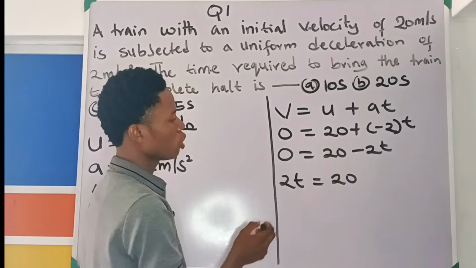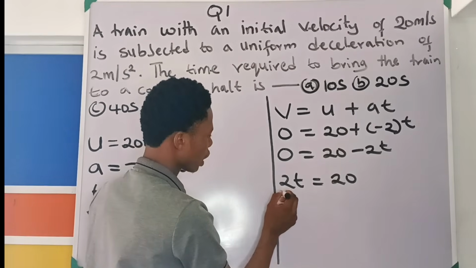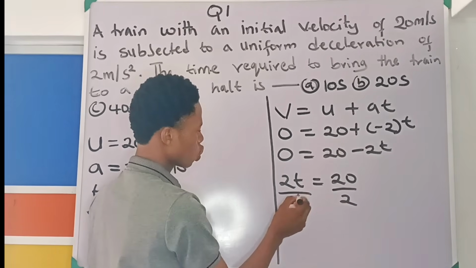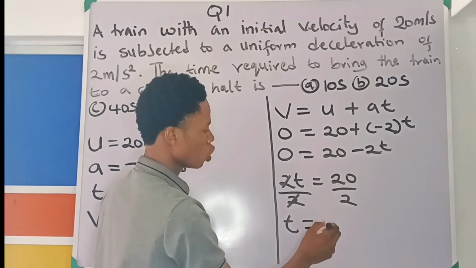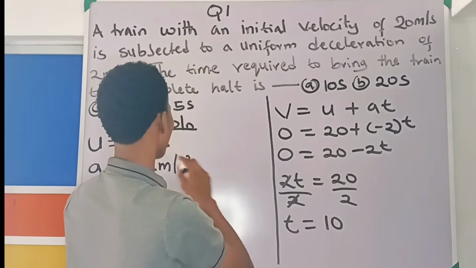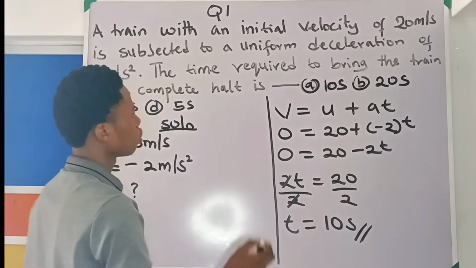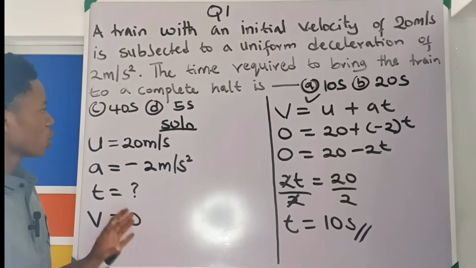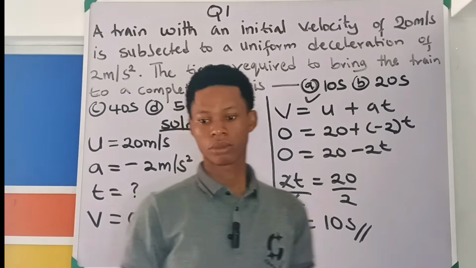Now, to make t the subject of the formula, you divide both sides by the coefficient of t, meaning you divide both sides by 2. So 2 will cancel 2 here, and t will be equal to 20 divided by 2, which is what? 10. And since it's time, and other things were in meters per second, the time will be 10 seconds. That's option A. You see how simple it is, right? See how simple it is. Once you understand it, you can solve it very fast.